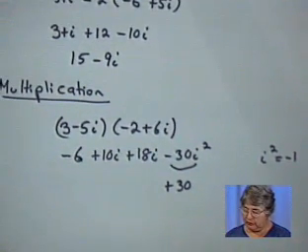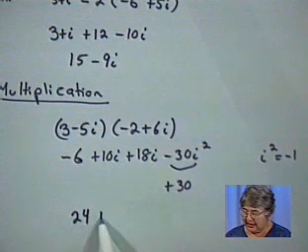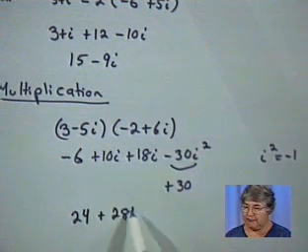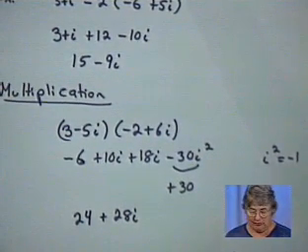So now we'll put the real parts together. Negative 6 plus 30 is 24, and 10i plus 18i is a plus 28i. So this is the one part where you're going to have to be a little bit careful.